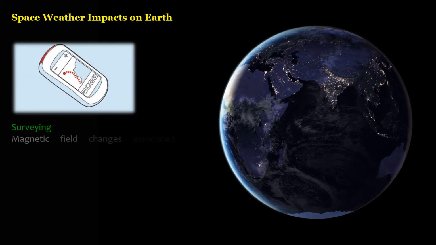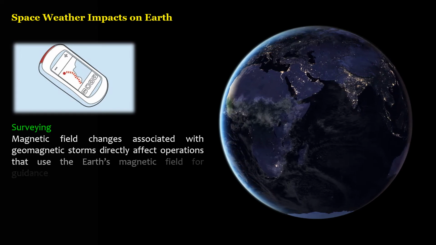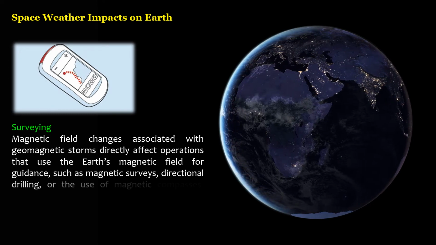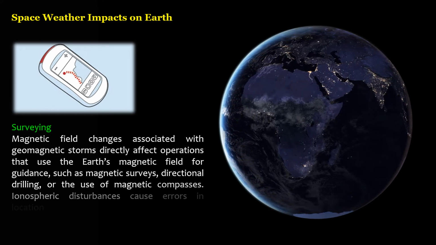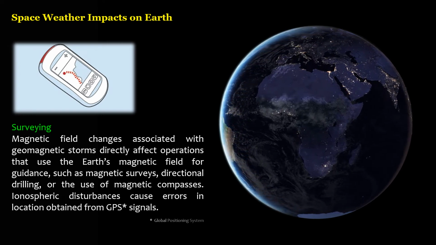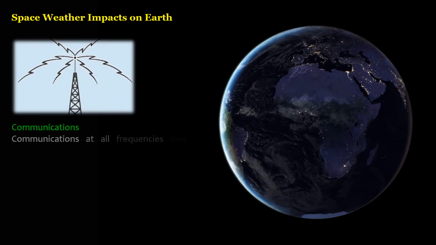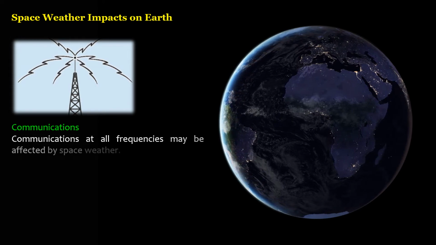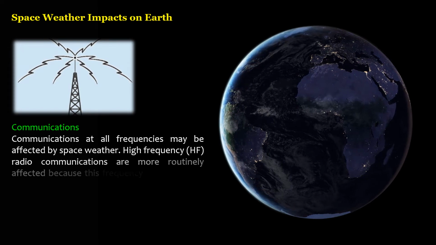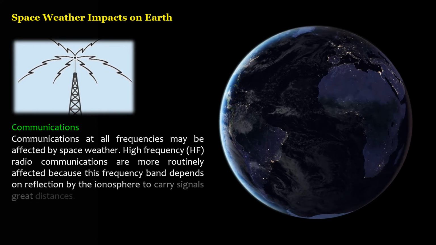Surveying. Magnetic field changes associated with geomagnetic storms directly affect operations that use the Earth's magnetic field for guidance, such as magnetic surveys, directional drilling, or the use of magnetic compasses. Ionospheric disturbances cause errors in location obtained from GPS signals. Communications. Communications at all frequencies may be affected by space weather. High-frequency, HF, radio communications are more routinely affected because this frequency band depends on reflection by the ionosphere to carry signals great distances.